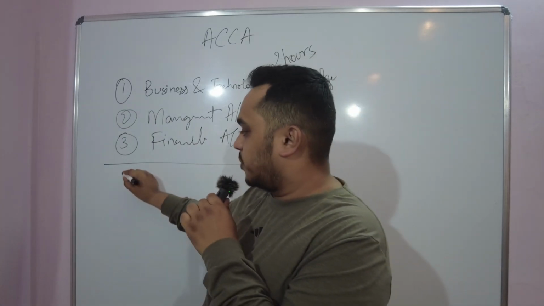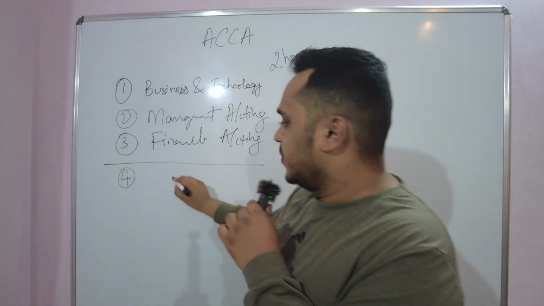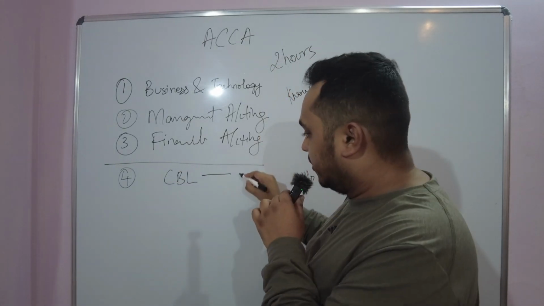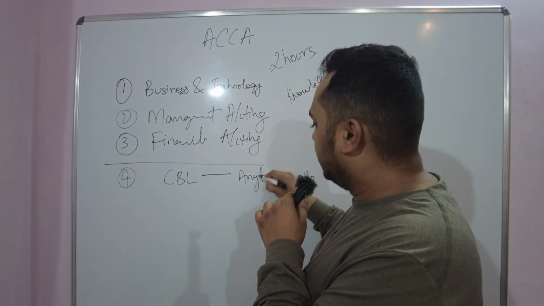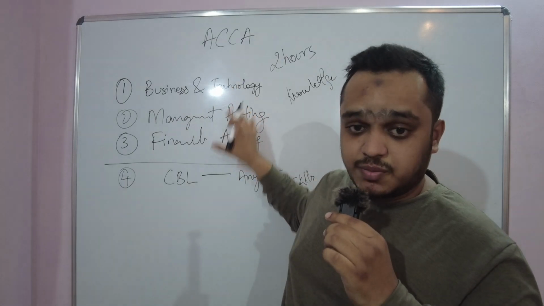Now skills level, fourth paper. Here I'm not going to go into the details of the paper because later on you're going to do it. It is CBL, corporate business law, and this paper also you can give anytime, as same as you were giving it for the previous papers.